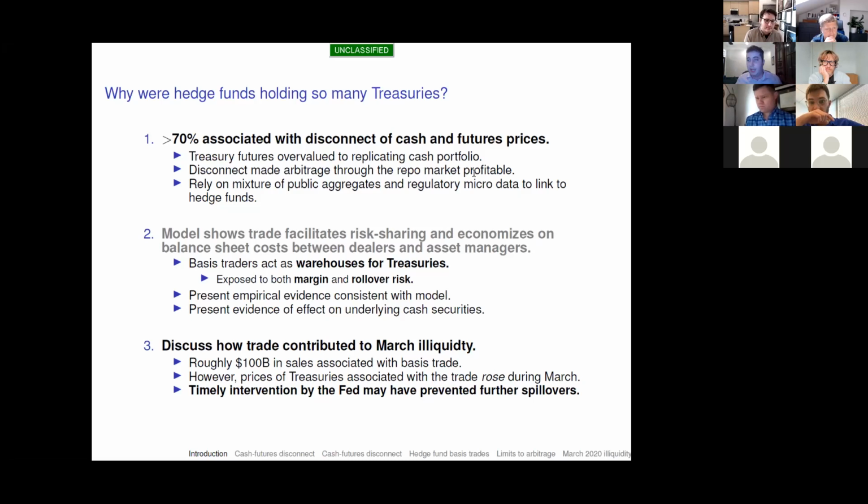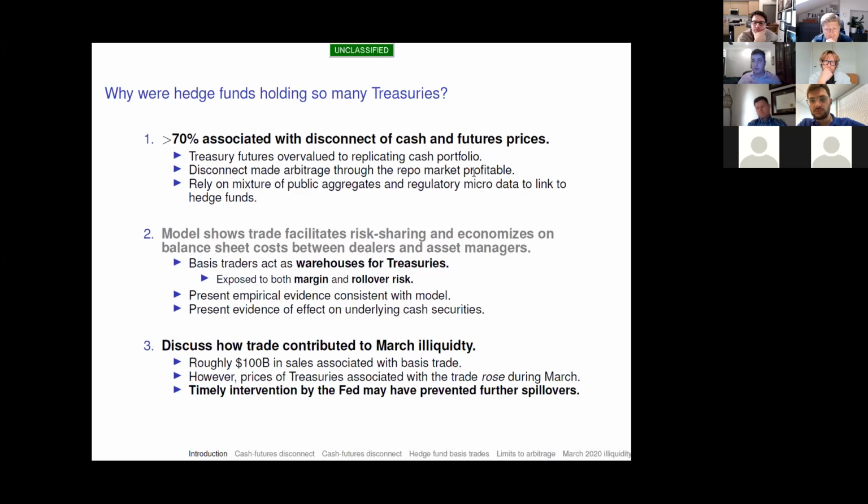That disconnect in prices made an arbitrage strategy known as the Treasury cash futures basis trade profitable, which relies on long positions in cash Treasuries, short positions in Treasury futures, and substantial repo borrowing. And both because of the large size of this trade amongst hedge funds and because of the links that it forms between these three crucial markets, we think it's very important to understanding the structure of the Treasury market in recent years, as well as to understanding hedge funds' activity.